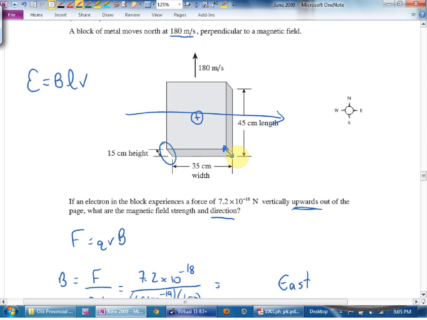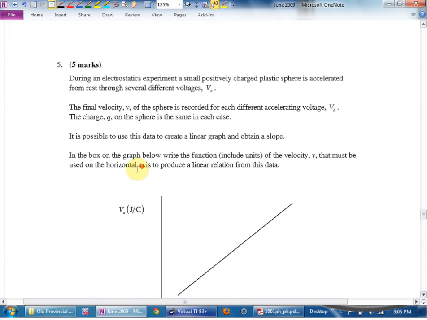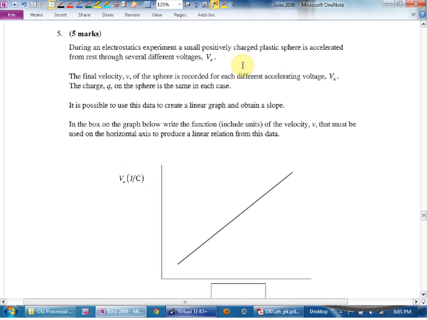Graphing. During an electrostatics experiment, a small positive, another electrostatics? Okay. A small positively charged plastic sphere is accelerated from rest through several voltages, V. So right now, they're talking about the final velocity. How is the final velocity, the voltage, related?